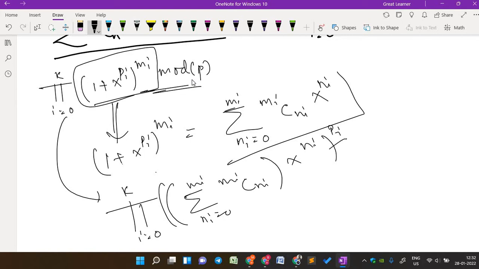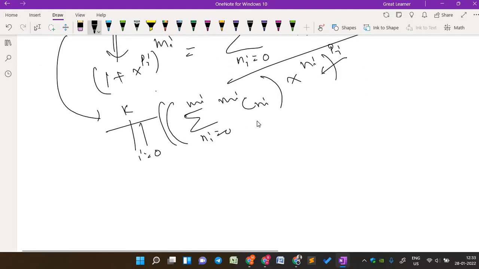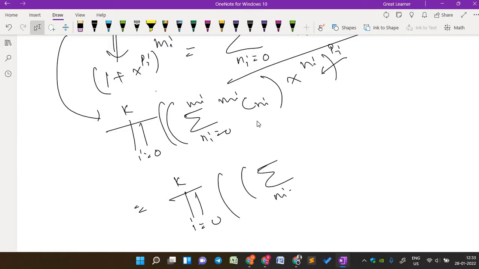So pi, you consider it inside of that one. So what you will get like that only is the summation over k, i equal to 0, ni equal to 0, mi C ni into x^(ni pi), right? Mod p.